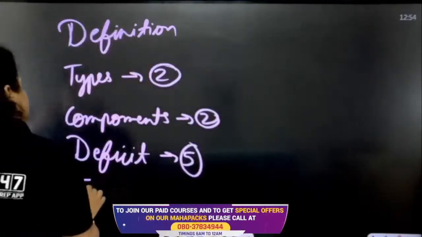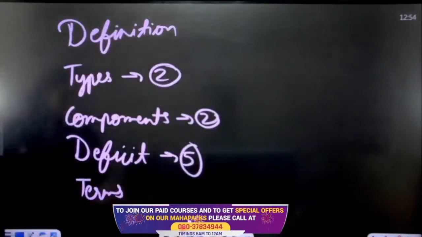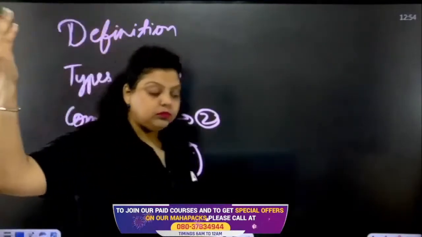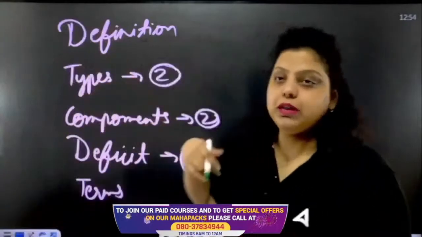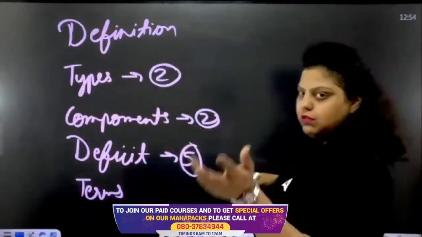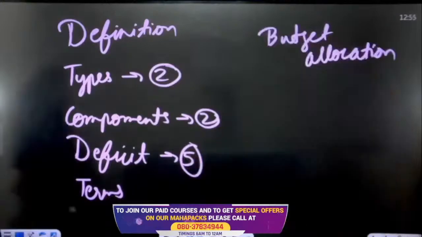Then you have to cover certain terms related to the budget, like what is a finance bill, vote on account, money bill, etc. What is the annual financial statement. Then certain budget allocation you have to cover, because the budget is presented every year by the government of India. Every year the government presents the budget. In that situation, budget allocation is also important. So these all you have to cover.